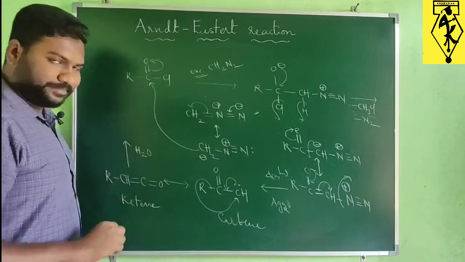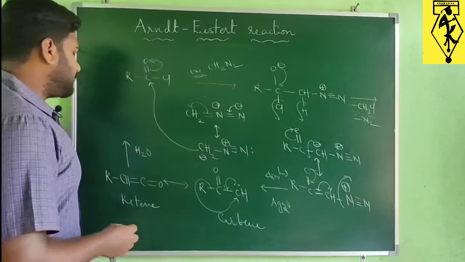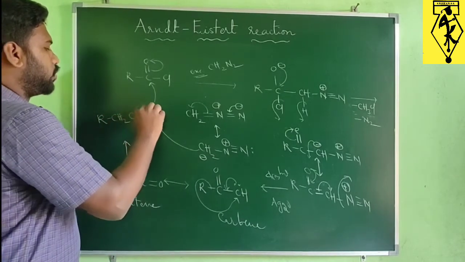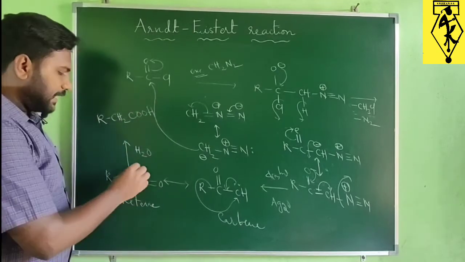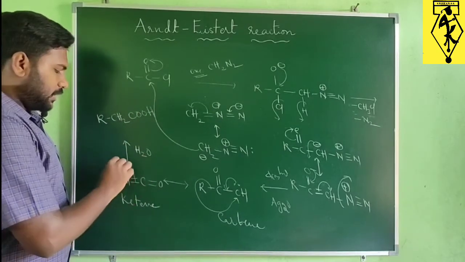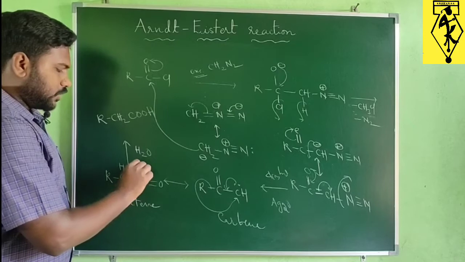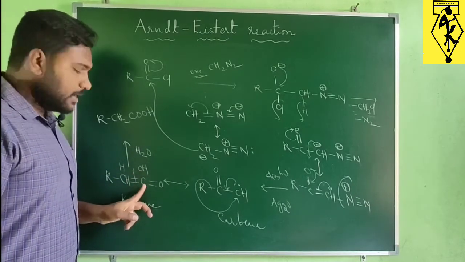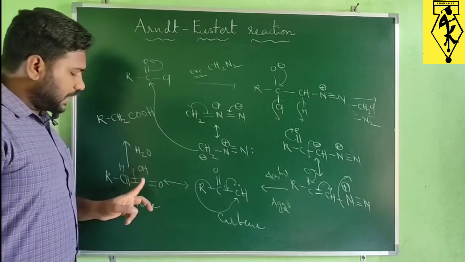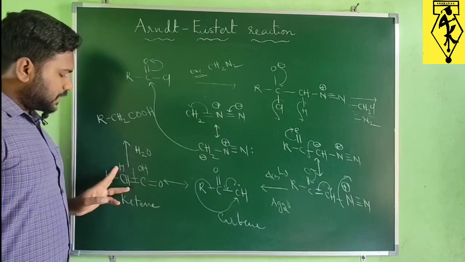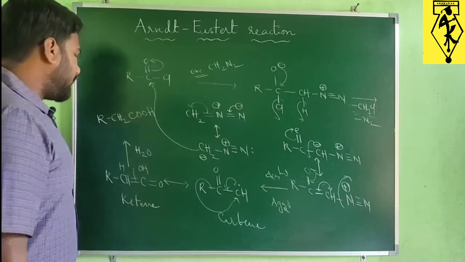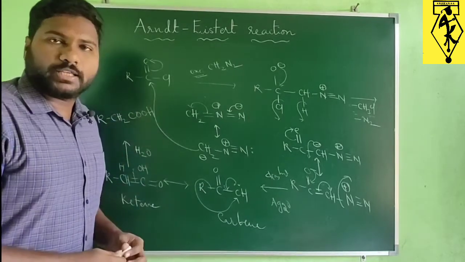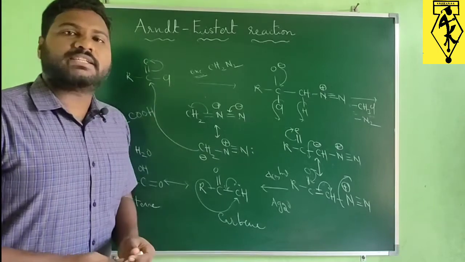Further, this ketene with water will give RCH2COOH. Simply we are adding water to this double bond, H to this side and OH to this side, because OH minus and this carbon will be the electrophilic center, so OH will attack this carbon and H plus will attack this carbon. So it will give RCH2COOH. This is the mechanism of this reaction.